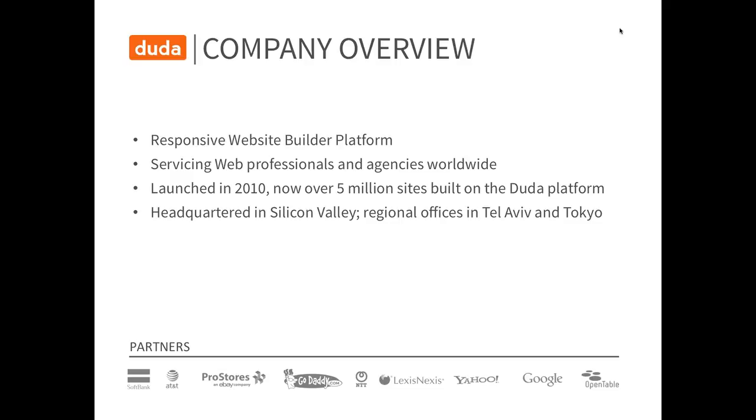We've been around for about 5 years, so we're really stable. We've been doing this for a while. We have a fantastic product in that sense that's really catered towards agencies and designers. So far, we have 5 million sites built on the Doudna platform, which is fantastic. We are here in Palo Alto, California, but we do have offices worldwide in both Israel and Japan. And we've partnered with a lot of names in the industry.